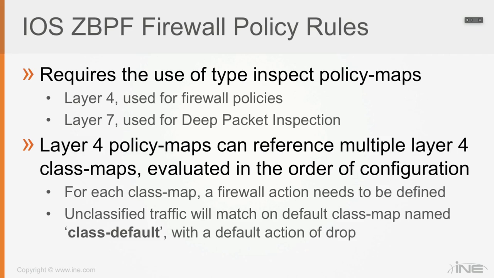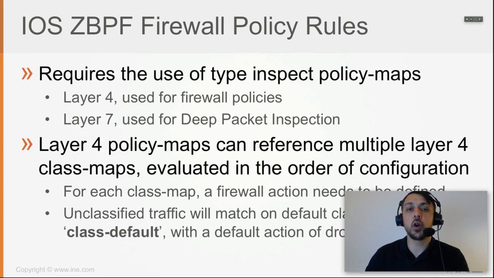Now, if traffic flowing to the router doesn't match any of the user configured class maps, like class map A and B, then unclassified traffic will match on the default class map named class default with a default action of drop. And that is expected. Because when you define the firewall policy, you want to say, I want to do something with the HTTP traffic, something with the FTP traffic, and that's it. And everything else is going to be dropped because it's going to match on class default.